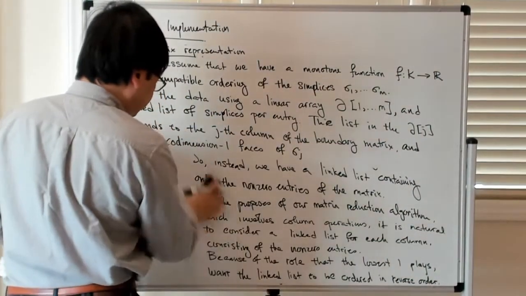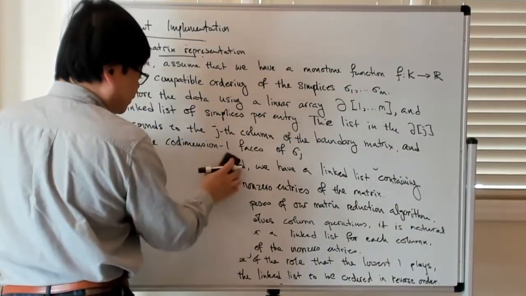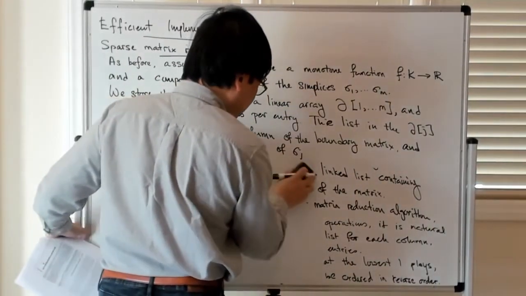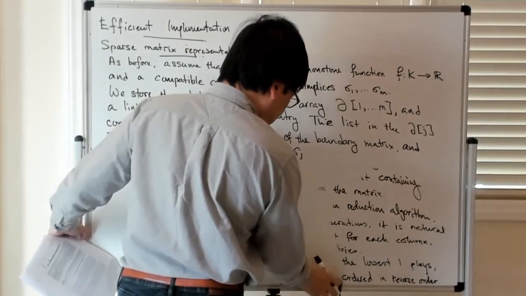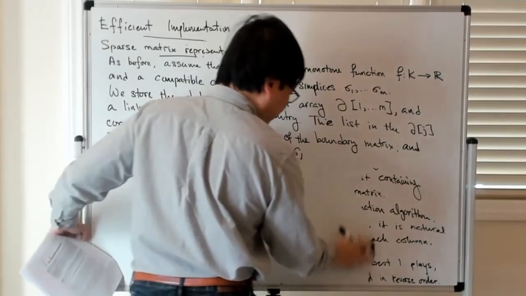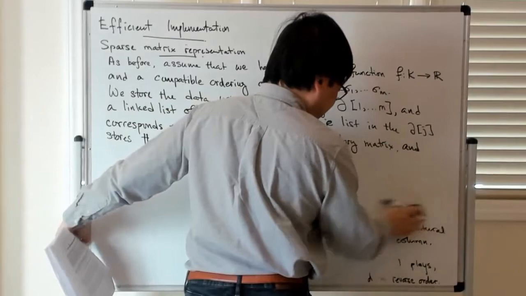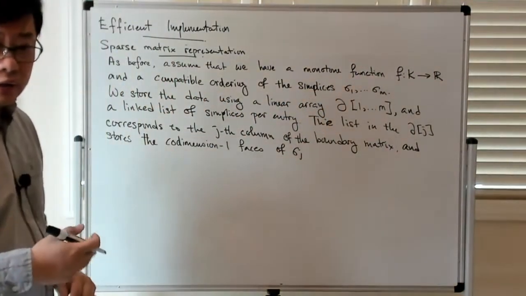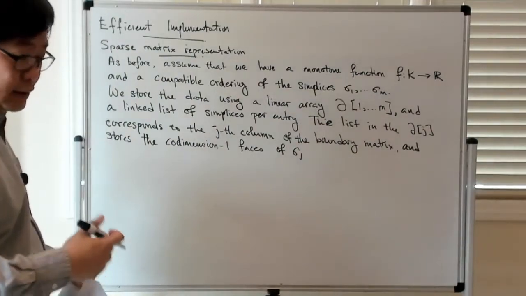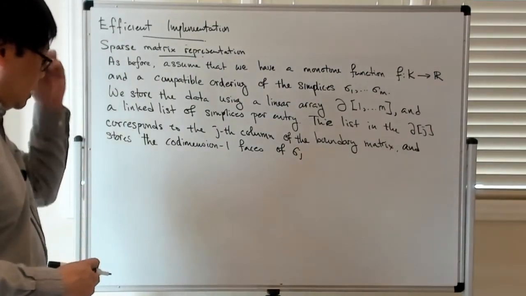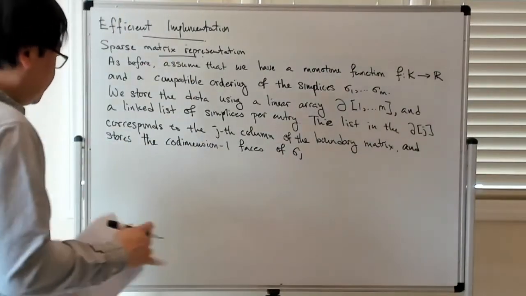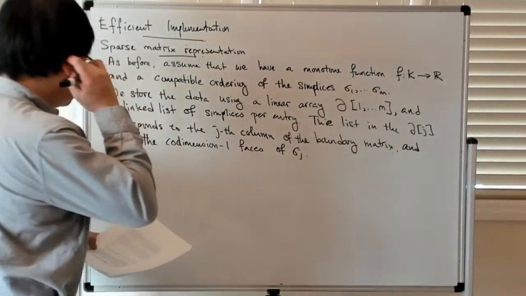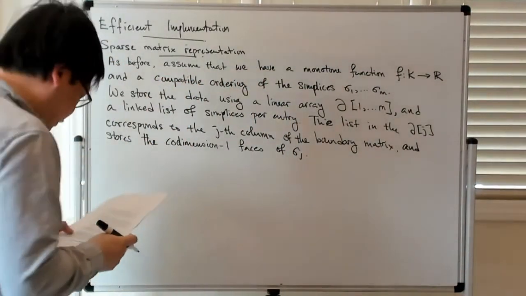Okay. All right. And that observation obviously is consistent with the idea that it just stores the non-zero entries of the boundary matrix, because the non-zero entries of the boundary matrix column-wise are exactly the list of simplices which are codimension 1 faces of the J simplex. Okay. All right. So all this is consistent with what we've seen so far.